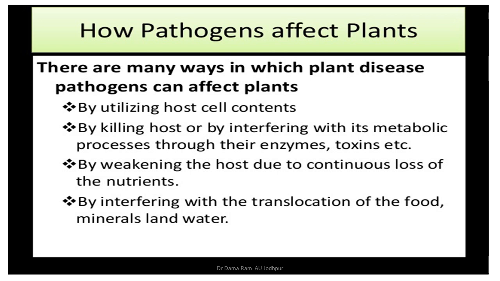So today we will discuss the enzyme and toxin, the second point that we will discuss in further slides. The host is weakened by continuous loss of nutrients, because the pathogen feeds on the host. It may also interfere with the translocation of food and minerals of the plant, so it inhibits photosynthesis and other activities, and the plant becomes diseased by the pathogen.